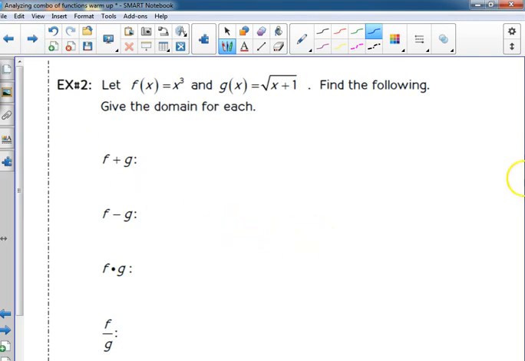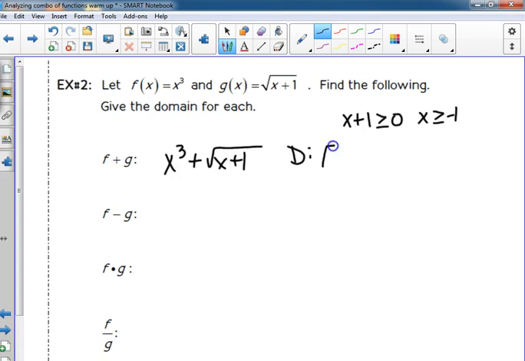Example 2. We are supposed to just write the equation for f plus g and give the domain of each. F plus g, who's got that one? X cubed plus square root of x plus 1. Okay. Domain. What's under the radical has to be greater than or equal to 0. So we get x is greater than or equal to -1, which you can leave like this or this.